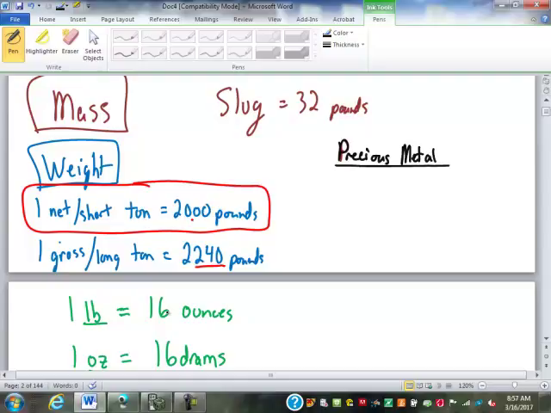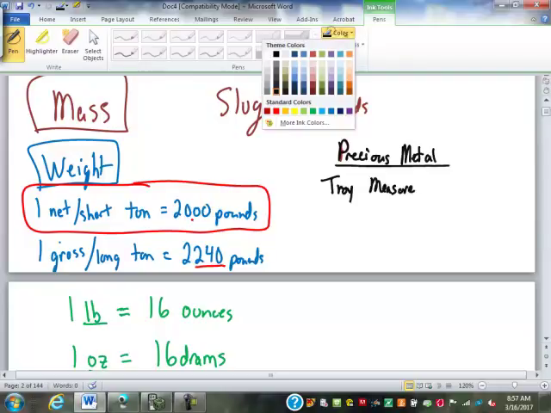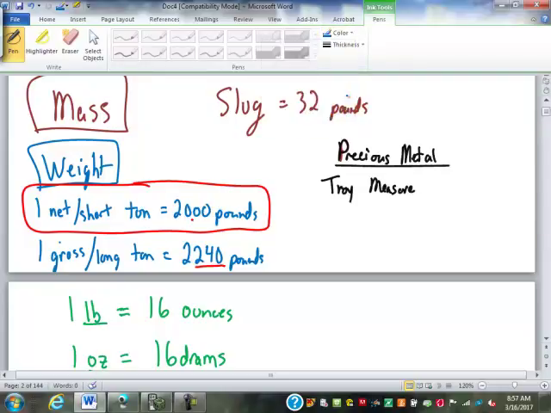Well, for a long time, the center in the world for buying and selling precious metals was the island of Troy in the Mediterranean Sea, just off the coast of Greece. So what we use for precious metals is troy measure. So when we are talking about precious metals, there's something called 1 troy pound. TRLB stands for troy pound. And that is only about 0.82 regular pounds.